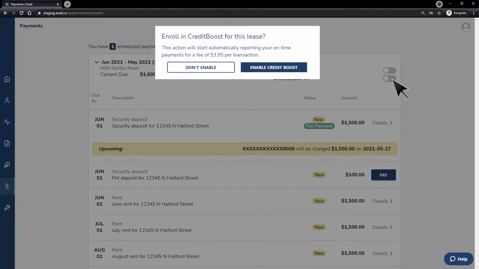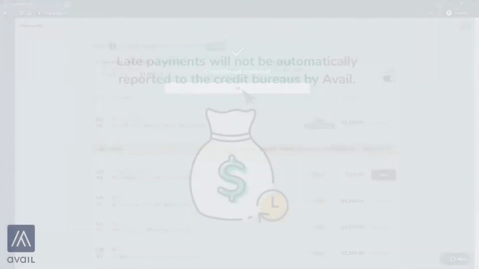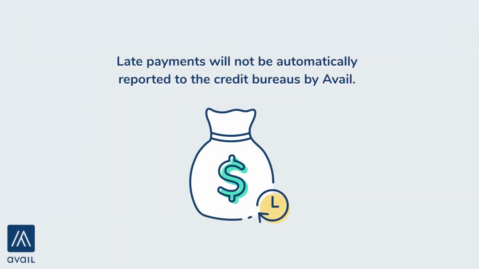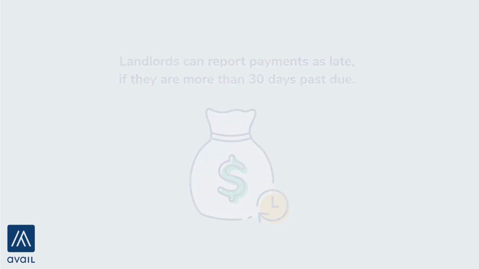Credit Boost is a feature that allows tenants to improve their credit scores through the payments they're already making. All tenants need to do is opt in for $3.95 per transaction and pay rent on time. Tenants can activate and deactivate this feature at any time. Late payments will not be automatically reported to the credit bureaus by Avail. Regardless of a tenant's Credit Boost election, landlords can report payments late if they're more than 30 days late. Specific actions by the landlord are required to do this.